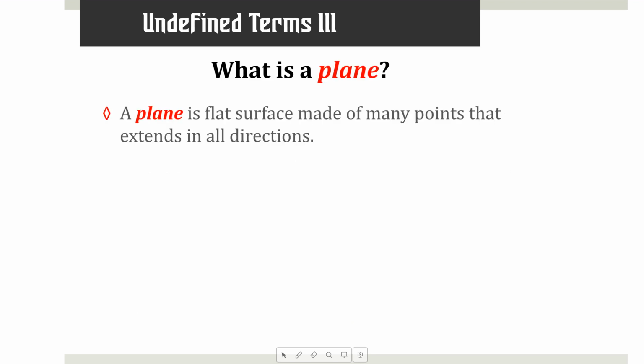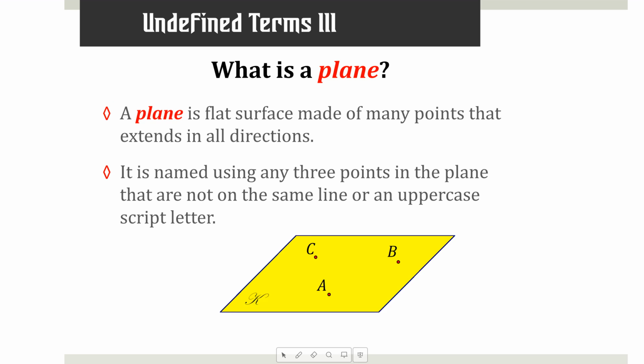Alrighty. Plane. Looks like that. The easiest thing, in my opinion, is to think of a plane as an infinitely large piece of paper that goes on and on and on. Why is it slanted like that? Because it's a 3-dimensional looking thing. You could name it either using a script letter, like in the corner there, that's a K, or what's easier is to just use 3 points on that plane.